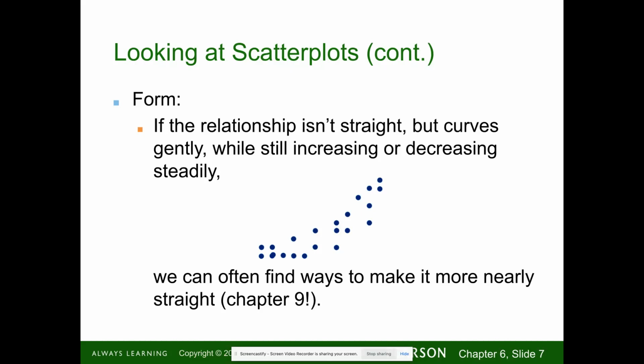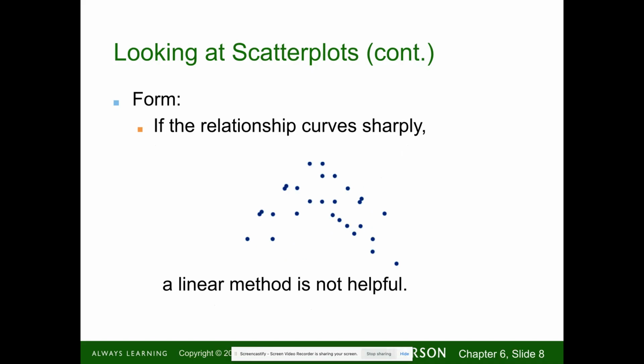Now, if the relationship isn't straight and it curves, we'll talk more about that in Chapter 9, but there are other types of models, right? We don't always have to have a straight line. We could use an equation that, in this case, might be quadratic, or it might be exponential. So we're going to try to find some sort of equation that, when I graph it, looks like the pattern of the scatter plot. What does this look like? It looks like a quadratic flipped upside down, doesn't it?